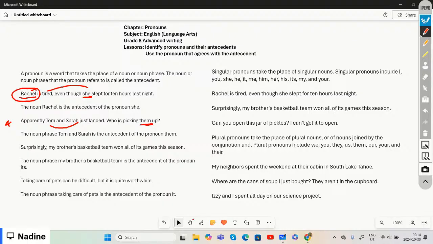If we look at another example, it says, taking care of pets can be difficult, but it is quite worthwhile. Which means that the noun phrase within that sentence is taking care of pets. That is the antecedent of the pronoun it. It is the pronoun.